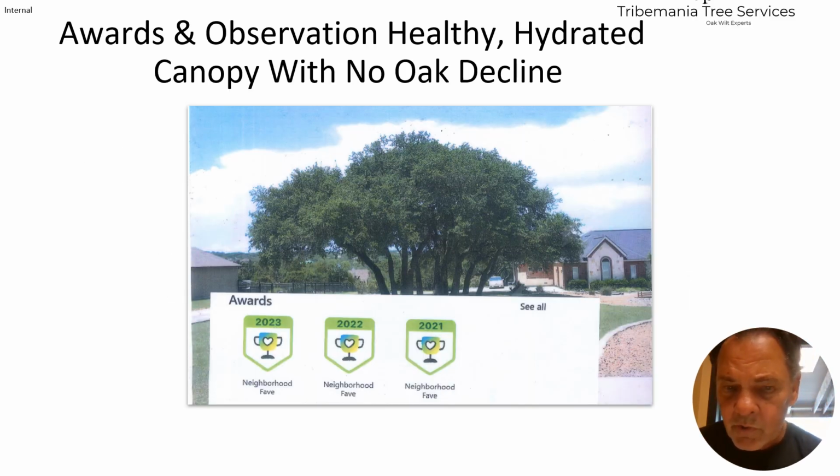To create some contrast between the symptoms that we just looked at and what a healthy and hydrated tree looks like. This is a picture of a tree that we did in River Chase, and this picture is like 3 years after we did the work, but you could see how healthy and hydrated the canopy is and how balanced it is. Balance, we do a shape and balance, and I'll talk a lot about that in one of the series, but this is what a healthy and hydrated canopy looks like.